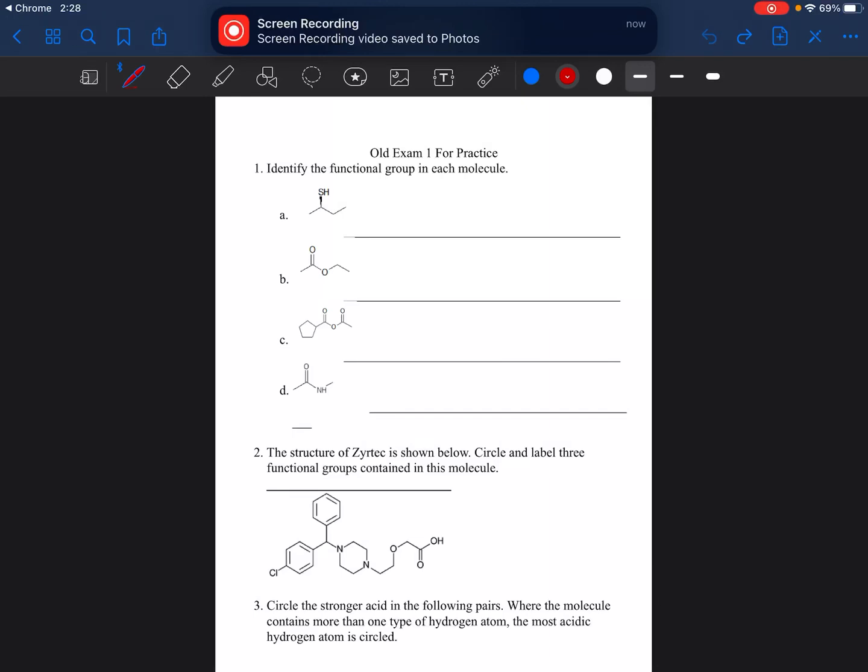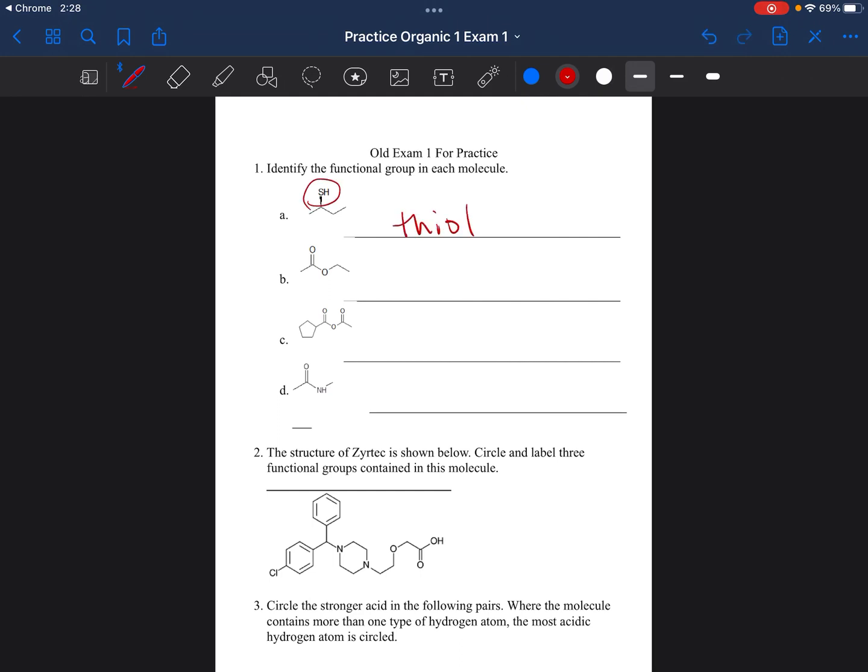Okay, so we are going to go ahead and do a walkthrough of the exam one practice. The first, we're going to go pretty quickly. We're just identifying functional groups. I see I have a thiol attached to an organic molecule. Here I have a carbonyl attached to an OR group. That's an ester. I have an anhydride, right? Two carbonyls with an oxygen between. And then an amide. That's the carbonyl with the nitrogen.